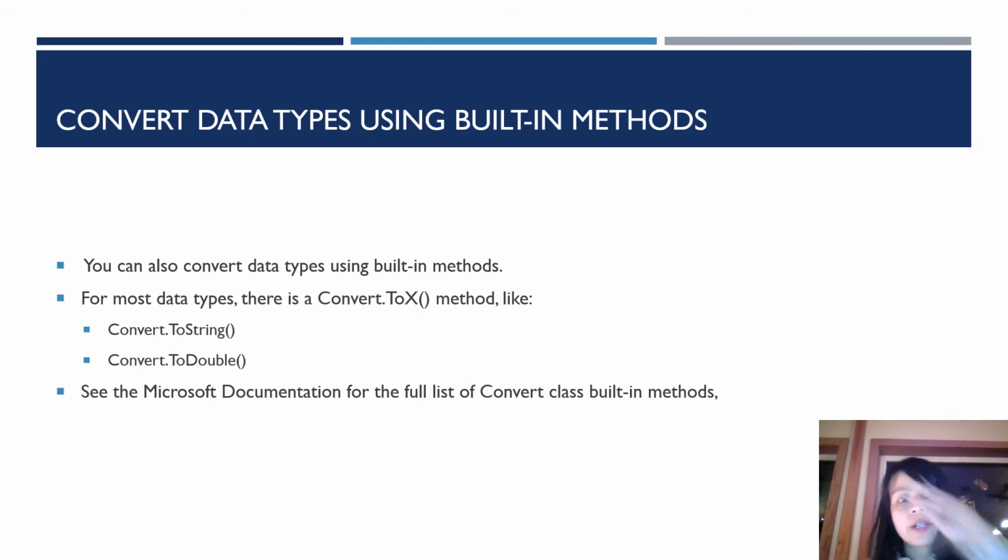You can also convert data types using built-in methods. So for most data types, there is a Convert.ToX method, like Convert.ToString or Convert.ToDouble. You can see the Microsoft documentation. I'll show you where to go to see this for the full list of Convert class built-in methods. So this is one way to convert using built-in methods.